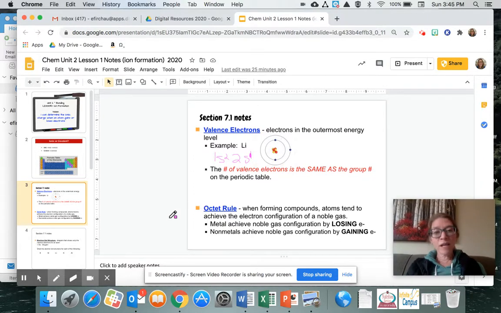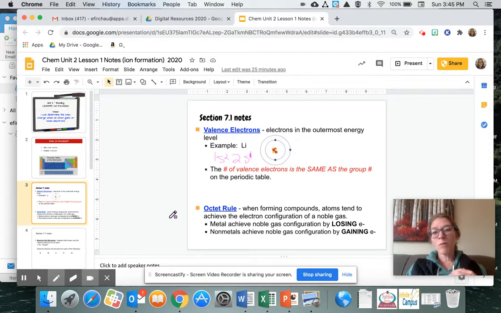All right, the octet rule is another definition that you'll see. Octet means 8. So noble gases generally have 8 valence electrons. Noble gases are stable, they're happy, they are non-reactive for the most part. So when forming compounds, atoms basically want to be like a noble gas. They are either going to lose or gain electrons to be stable and happy like a noble gas.